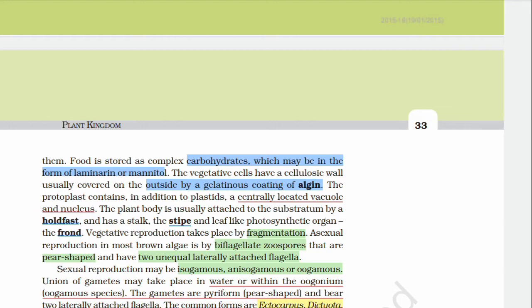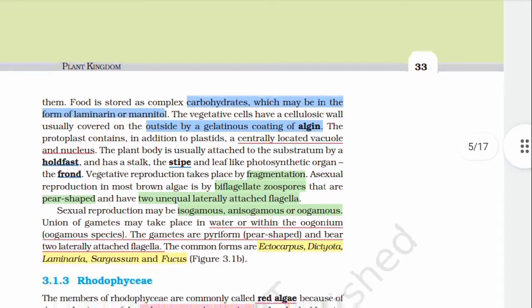So they have a cellulosic wall as usual, and outside it is a gelatinous coating of algin. Algins are what? Hydrocolloids that can hold water. And in addition, they also have a centrally located vacuole and nucleus.